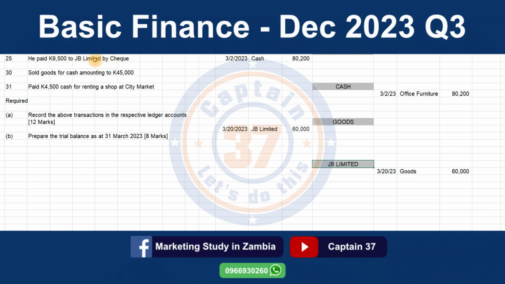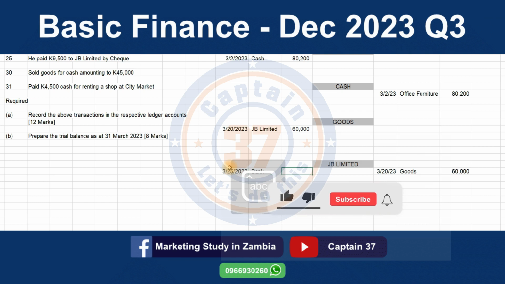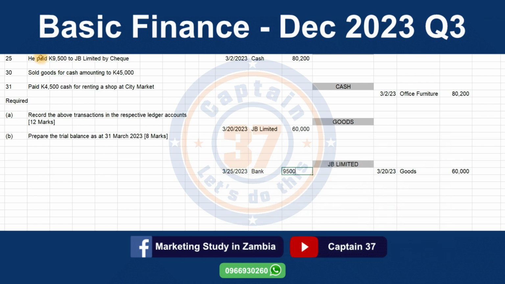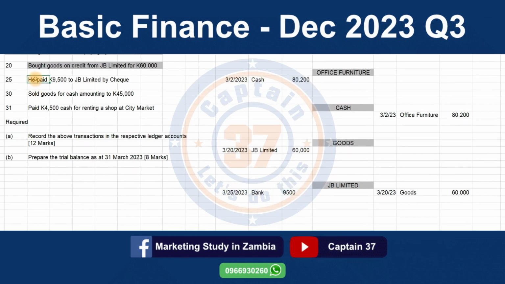When is this transaction? This transaction is 25th of March. So we'll write 25th March 2023. Okay. And what is the corresponding account that we're dealing with here? Bank. And how much is involved? 9,500. Is this 9,500? Yes, it is 9,500. So let's just highlight this to show that we have done this transaction. Two more transactions to go.